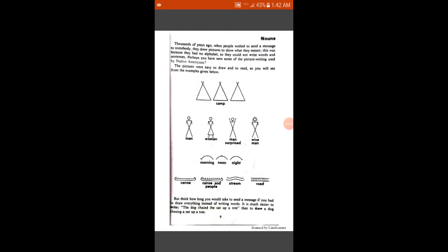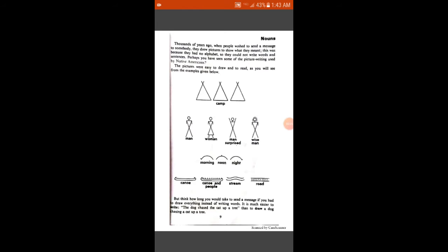In the third line there is morning, noon, night. That means for telling the time we use these sorts of signs. You can see morning, at the starting point there is one dot. For the noon there is a dot in the middle, and for the night the sign is the last dot we have. In the last line you can see canoe, canoeing, people, stream, road. So these sorts of signs are used nowadays in drawing a map. We can draw road and stream on a map by using these signs.